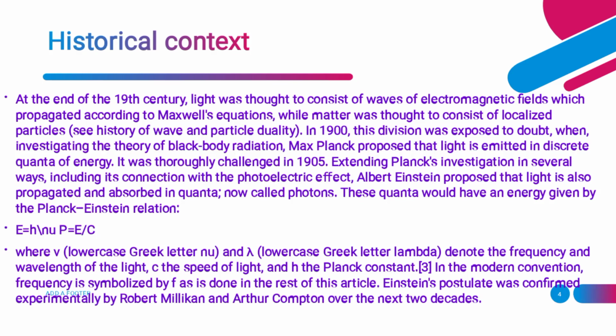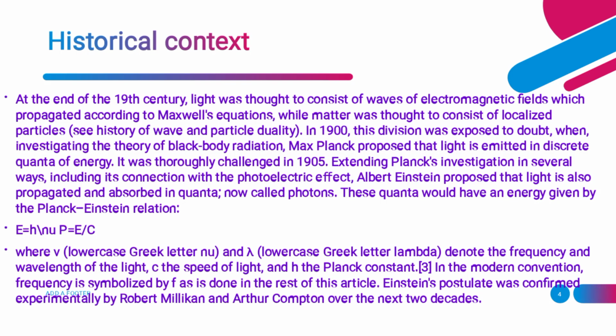Next, historical context about matter waves. At the end of the 19th century, light was thought to consist of waves of electromagnetic fields which propagated according to Maxwell's equations, while matter was thought to consist of localized particles. In 1900, this division was exposed to doubt.